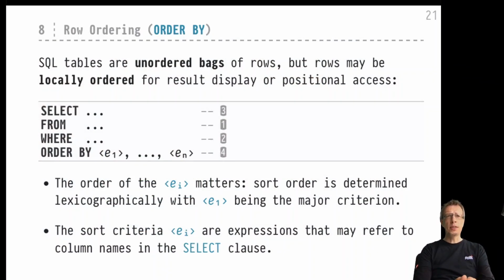For the next few minutes, let's talk about row ordering. Something that your vanilla relational table cannot provide. It's just an unordered bag of rows. But there is a particular SQL clause, the order by clause, which lets us sort the rows in the table. And we could use that for result display. And that's actually a very important use case.